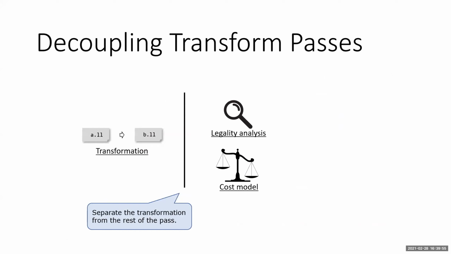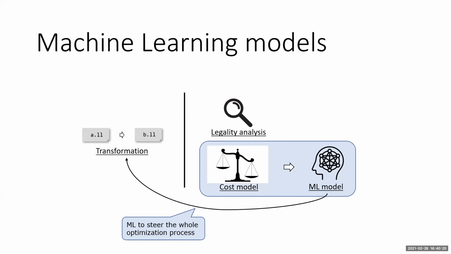The second area where I see the future efforts is breaking down passes and decoupling legality analysis and cost model from the transformation itself. And we already actually see this coming. The LLVM inliner pass has this so-called replay feature, which allows you to dump all the inlining decisions in a text file and then replay it from this text file. And this enables quite interesting opportunities for us. We can replace the cost models with a machine learning model. This machine learning model can easily generate this text file for us.